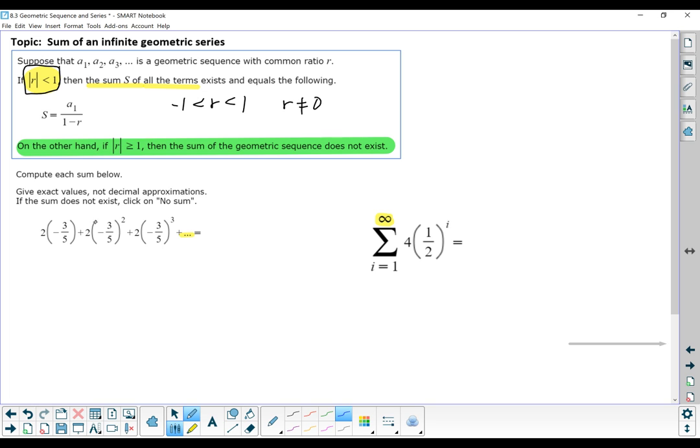Okay, so we want to compute this sum below. I want to point out how you know it's infinite. On this one, we know it's infinite because of the dot, dot, dot, which means it's going on forever. And on this one, we know it's infinite because of that infinity symbol on top of the summation. It means added up, an infinite number of terms.